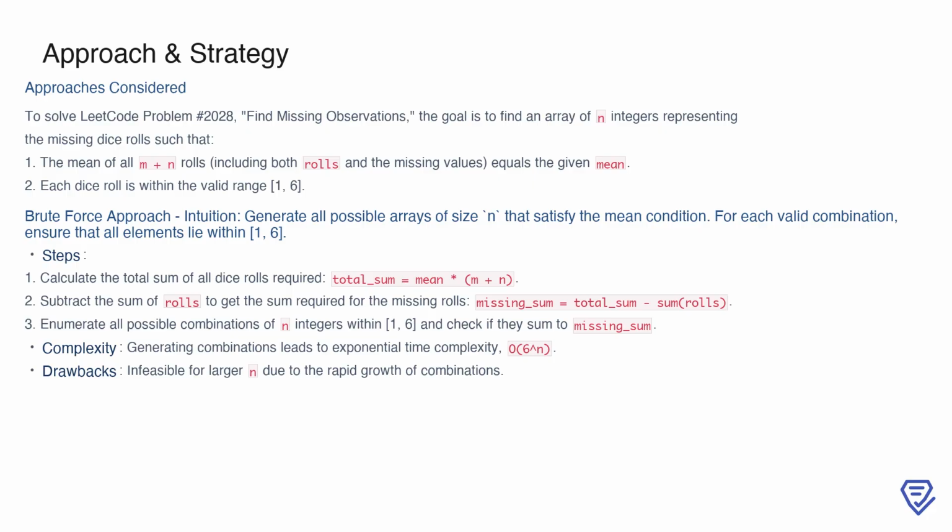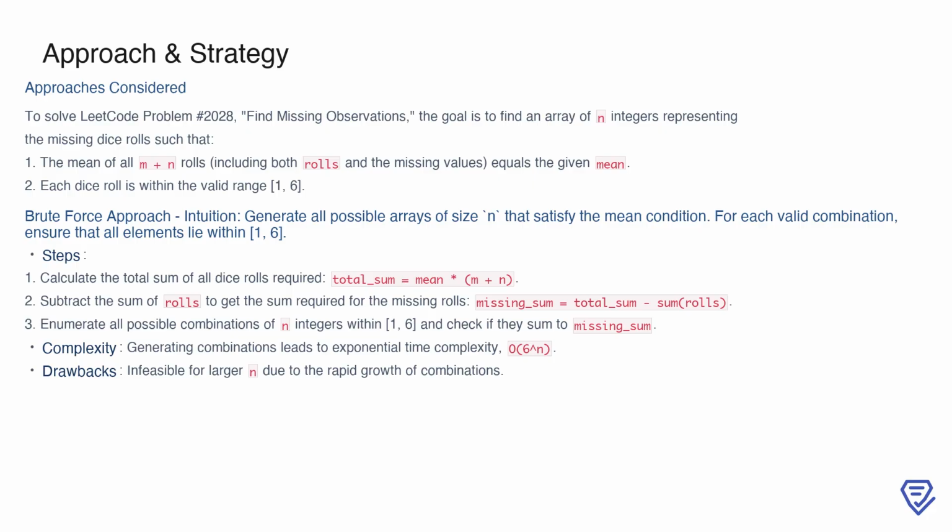Each of these integers must also represent a valid dice roll, meaning they must fall within the range of 1 to 6. One possible approach to this problem is the brute force method. The intuition here is to generate all possible arrays of size n and filter out those that meet the mean condition while ensuring all elements are within the valid range.